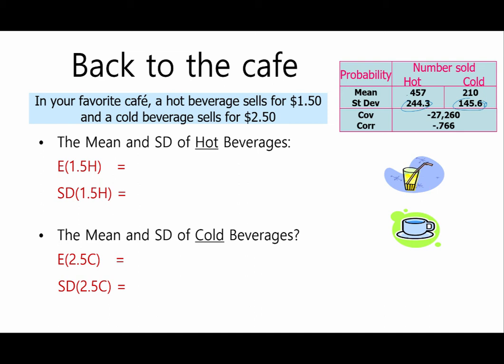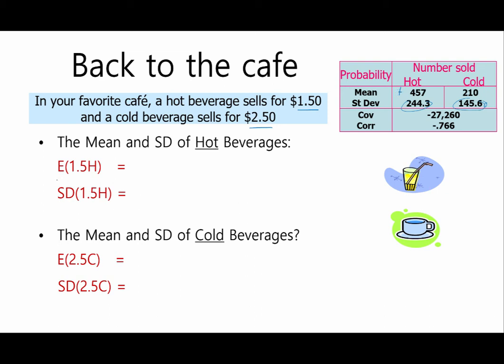So that was in units. These numbers are all in units, but we want to establish revenues. So how do we get from units to revenues? We multiply times the price. We know that the price for hot beverages is $1.50, for cold beverages is $2.50. Now we could either completely recalculate the different numbers, or we can use the numbers we already have for units and the formulas on the previous slide.